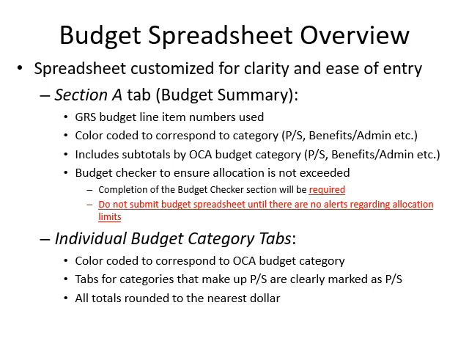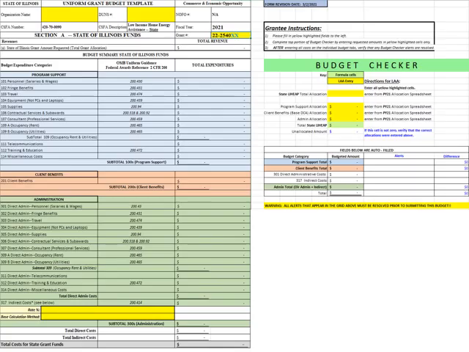For the individual budget category tabs, they are color-coded again to correspond to OCA budget categories. The tabs for categories that make up program support are clearly marked with a PS so that you don't get them confused with the administration tabs. All totals, again, have been rounded to the nearest dollar to avoid any rounding errors that would prevent your spreadsheet from matching. Here's a screenshot of what the tab A, or what we call the budget summary tab, looks like.